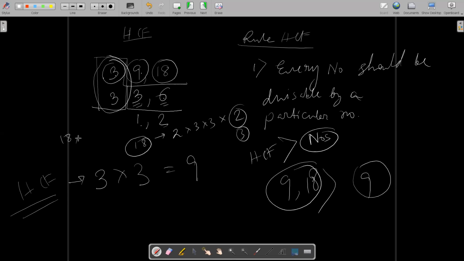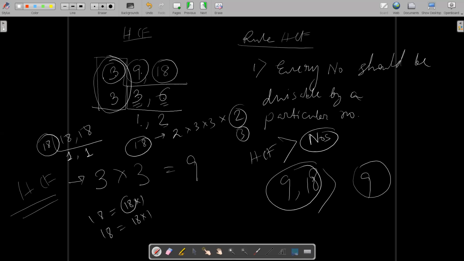Suppose there is 18 and 18. We have to find out the HCF. So what is the HCF of 18, 18? In normal form, it is 18, 1, 1. So this 18 is the HCF of this. This is the highest common factor, or 18 equals 18 into 1.